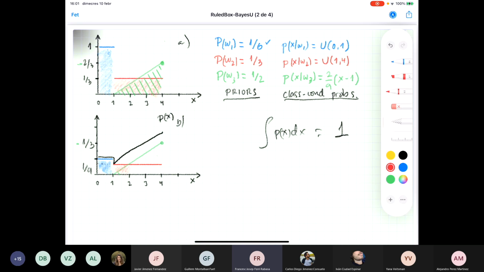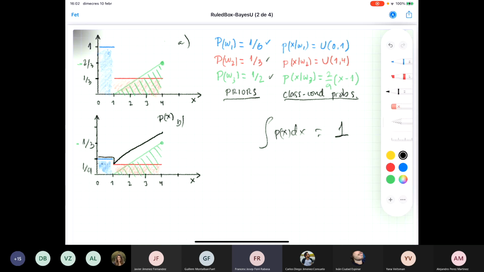These are the weighted conditional probabilities. This area here of these colors are exactly equal to the priors. And the sum of the three is this black line, and the area under the black line has to be 1. And it is 1 because I have changed the scale. It's okay? Yes.